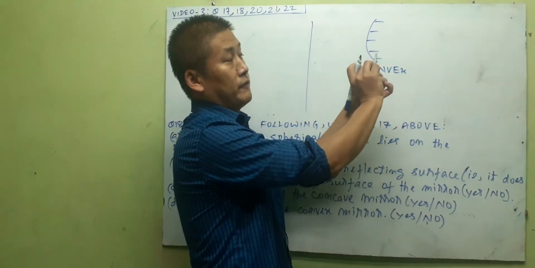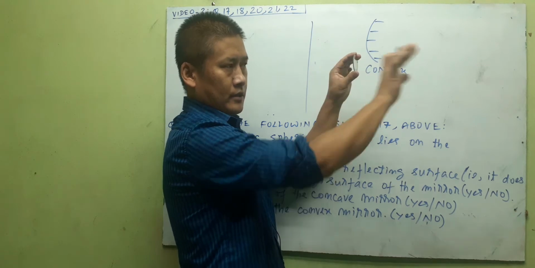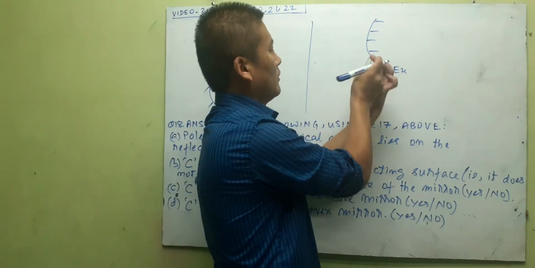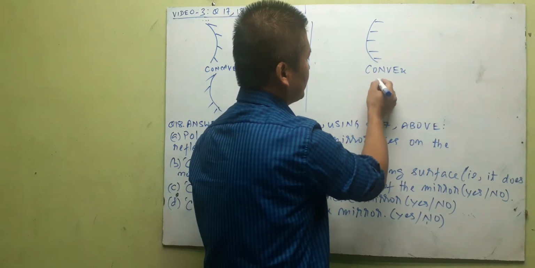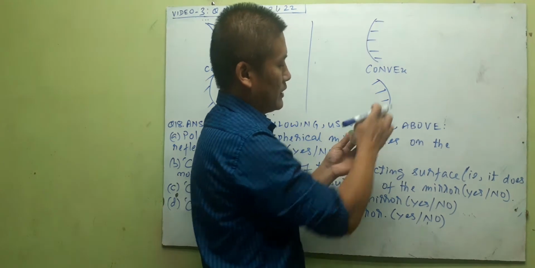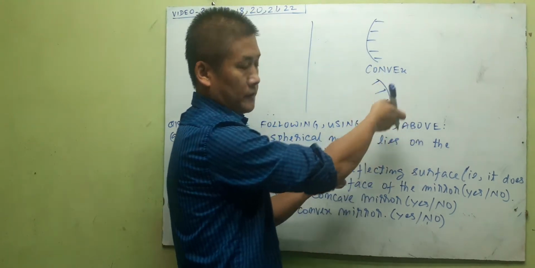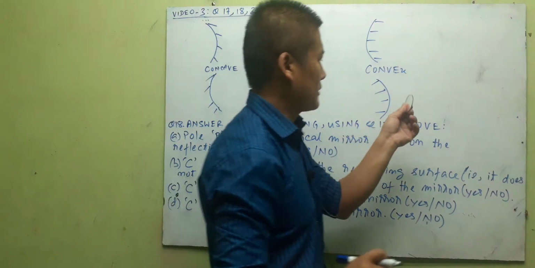Now take this mirror and flip it like this so that the reflecting face faces towards the right now. So from here to here, this mirror is simply reversed. Now it would be like this. It is still convex. Same mirror, bulging out. The reflecting surface is bulging out. Both are correct. And you can use this convex mirror like this.